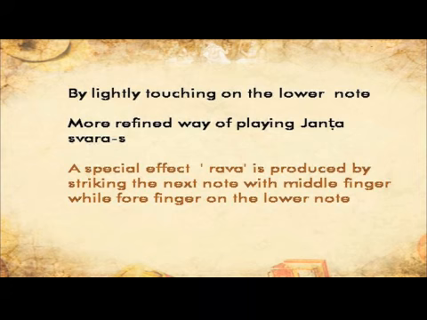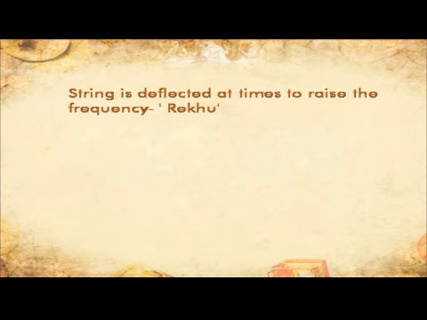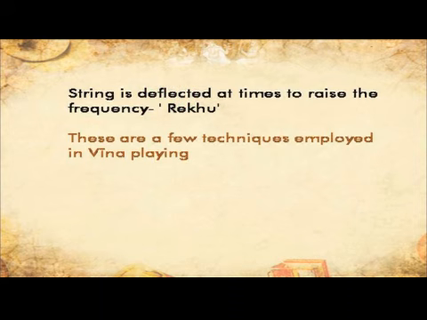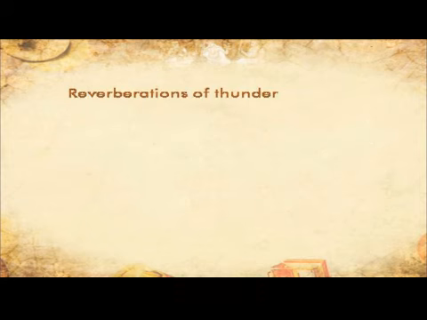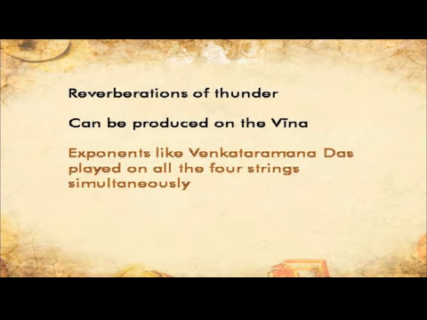A special effect called rava is produced by striking the next note with the middle finger while the forefinger is on the lower note. The string is deflected at times to raise the frequency, and this is referred to as reku. These are a few techniques employed in veena playing. There are many more, and with mastery, many special and varied effects like the cooing of the koel, reverberations of thunder, etc., can be produced on the veena. Some great exponents like Venkatramana Das played on all the four strings simultaneously.